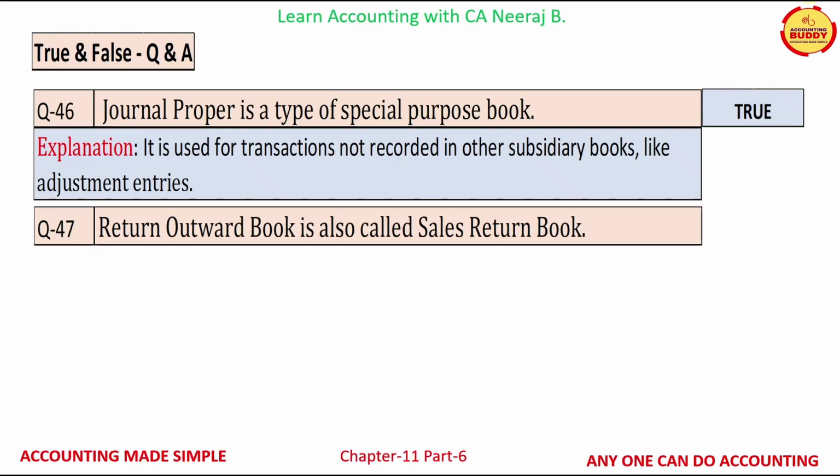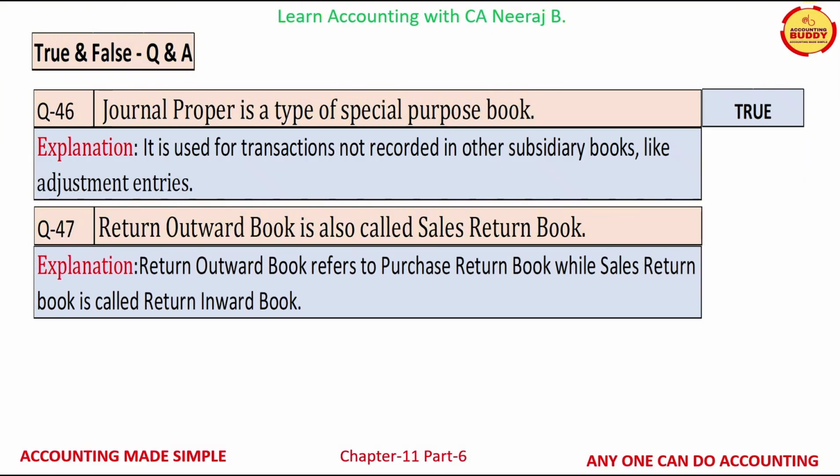Question number 47: return outward book is also called sales return book, and the fact is return outward book refers to purchase return book while sales return book is called the return inward book. Therefore, it is a false statement.